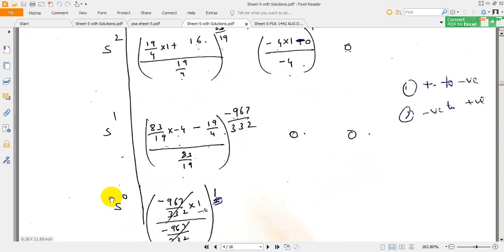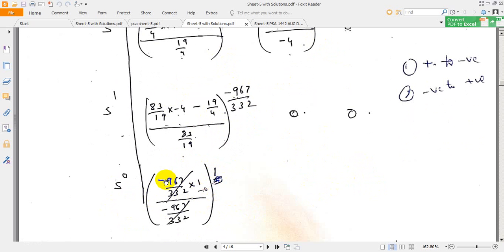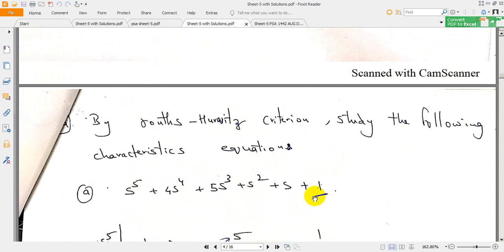Now to write this s power 0, we will start from here, from minus 967 divided by 332 into 1, 332 into this 1 minus 0 of 83 by 19 minus 0. You will get it divided by just above this minus 967 by 332. So you will get it as minus 967 divided by 332 minus 967 by 332, you will get it as 1. Check, this parameter should be equal to this parameter. It means your calculation is right.